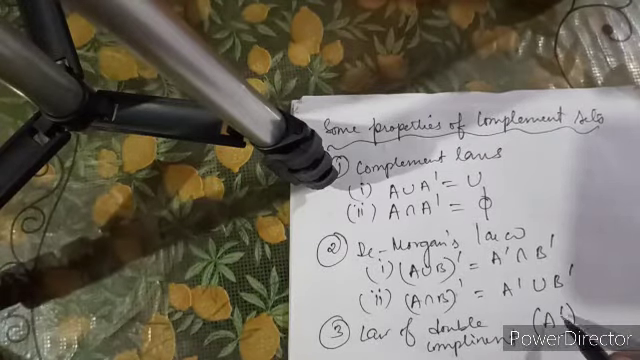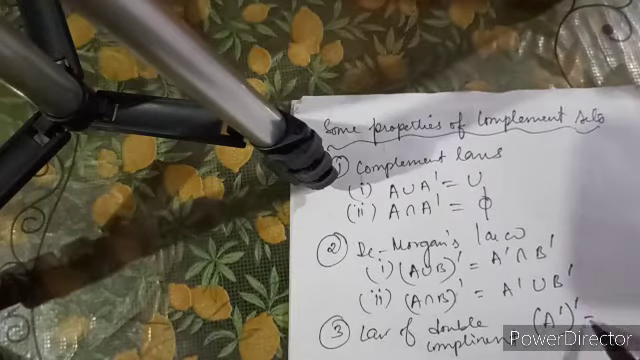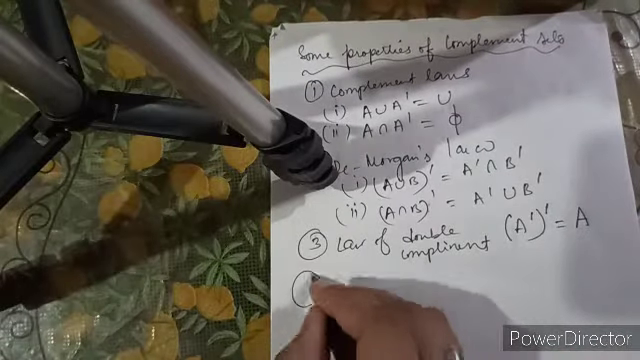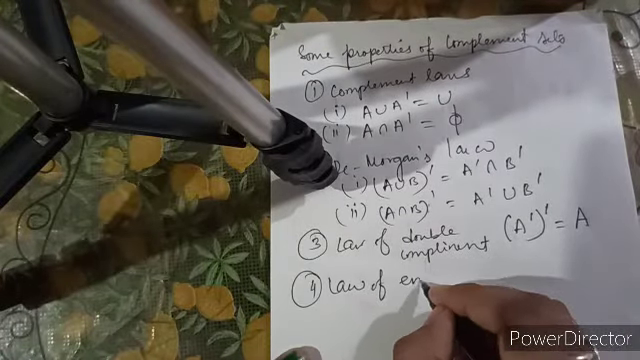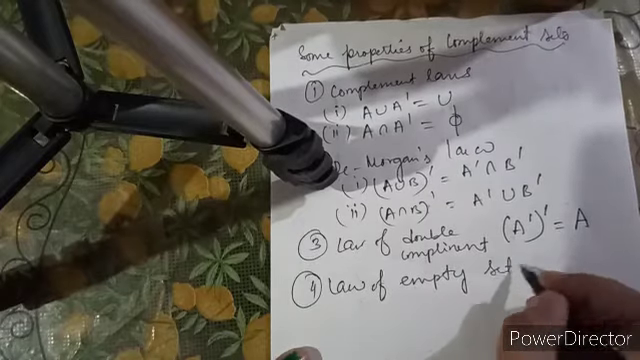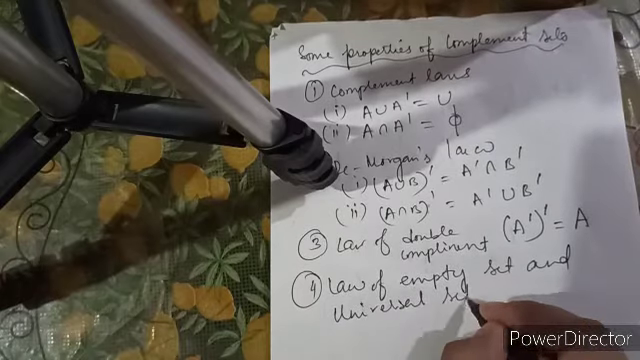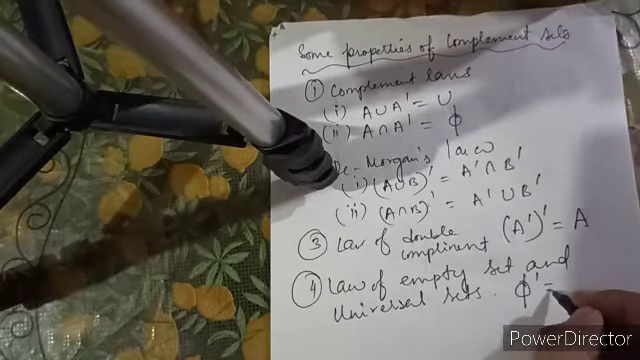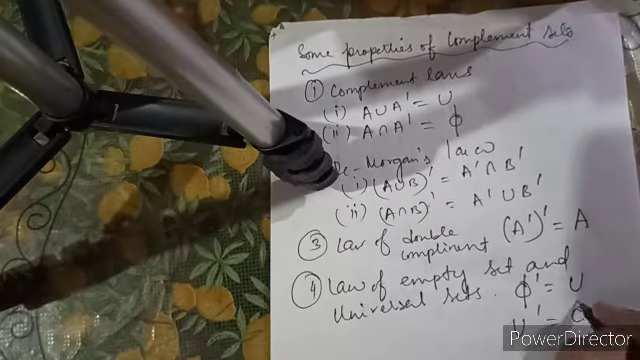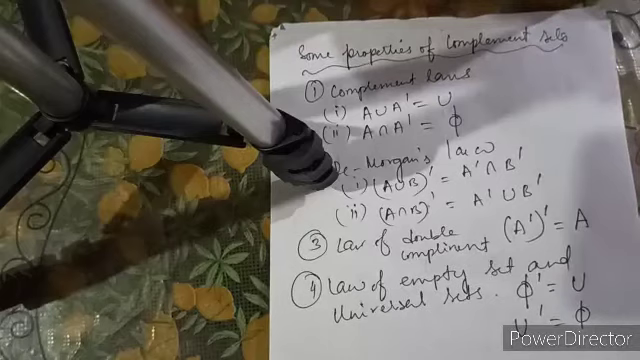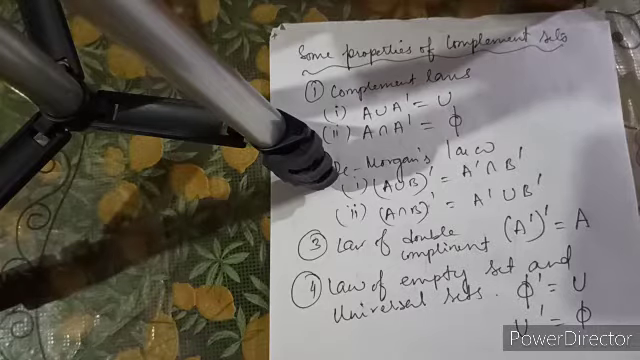That means if you take a complement and again take a complement, it will come back to the original set A. Number 4 is the law of empty sets and universal sets. That is, the empty set complement will be equal to U, and the universal set complement is equal to phi. So these are the 4 laws included in the concept of complement of sets.